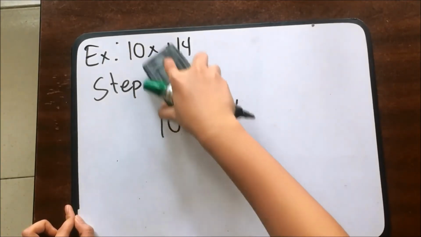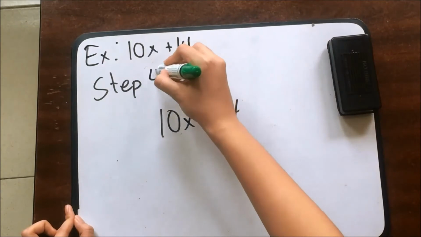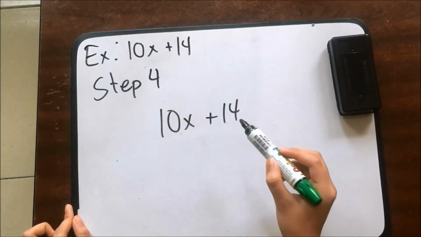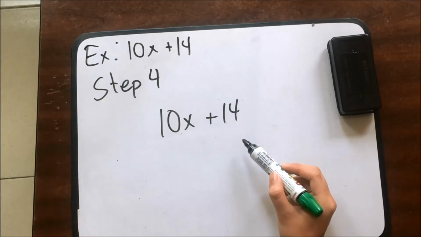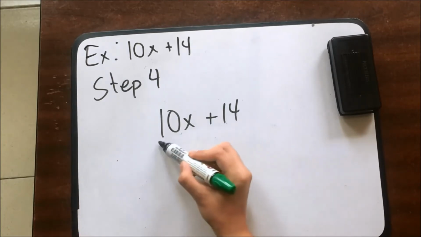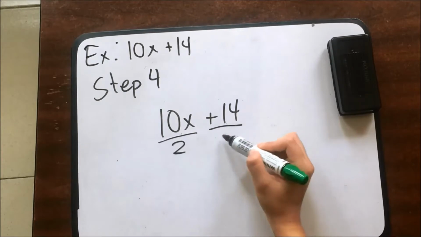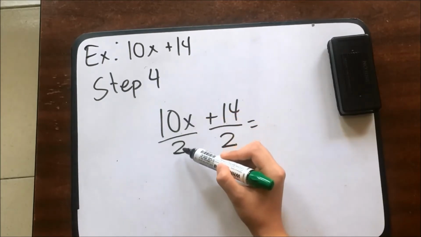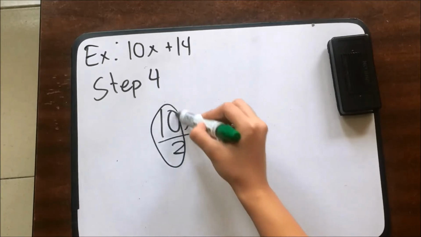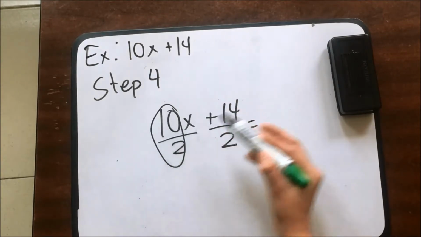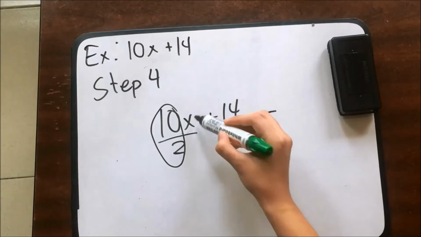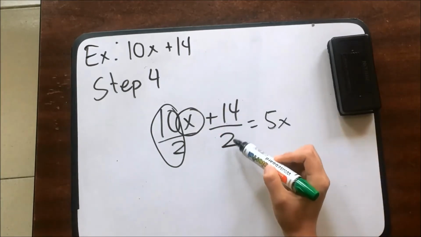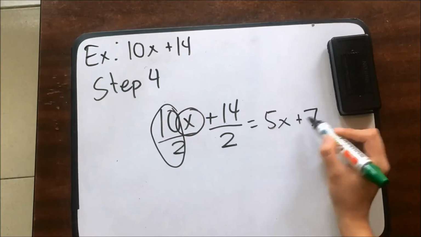Step number 4, which is divide every term in the polynomial by the GCF. So you see the GCF of the whole polynomial is 2. So we'll divide every term by 2. So 10x divided by 2, we will divide the coefficients. So 10 divided by 2 is equals to 5. Then get this. So 14 divided by 2 is equals to positive 7.